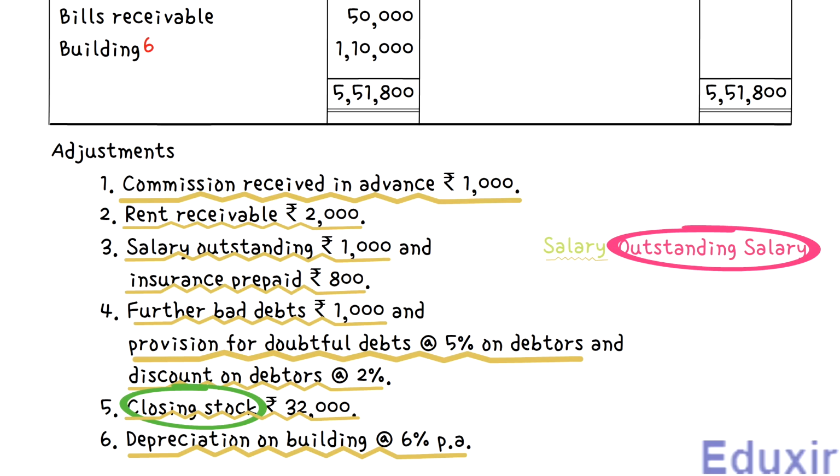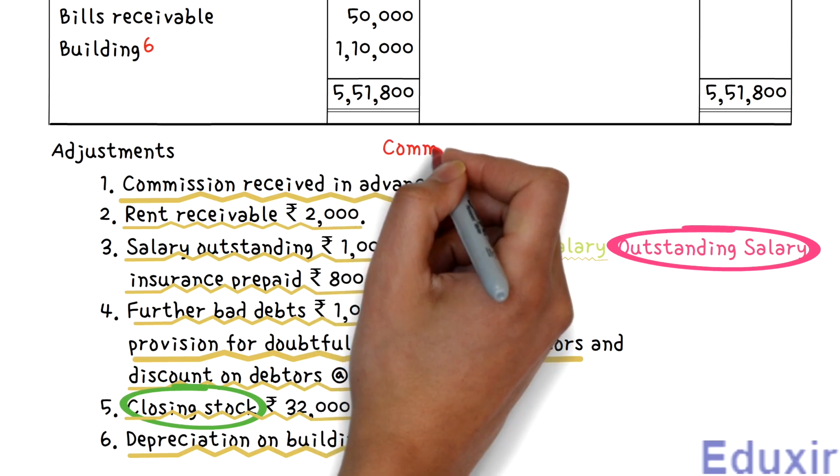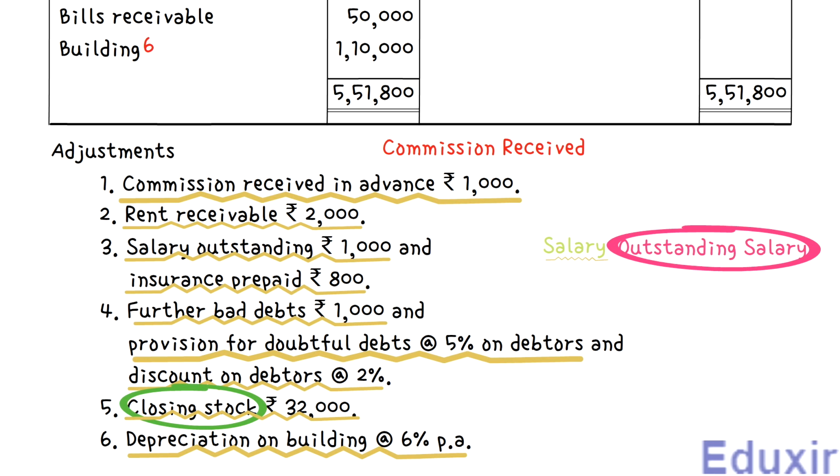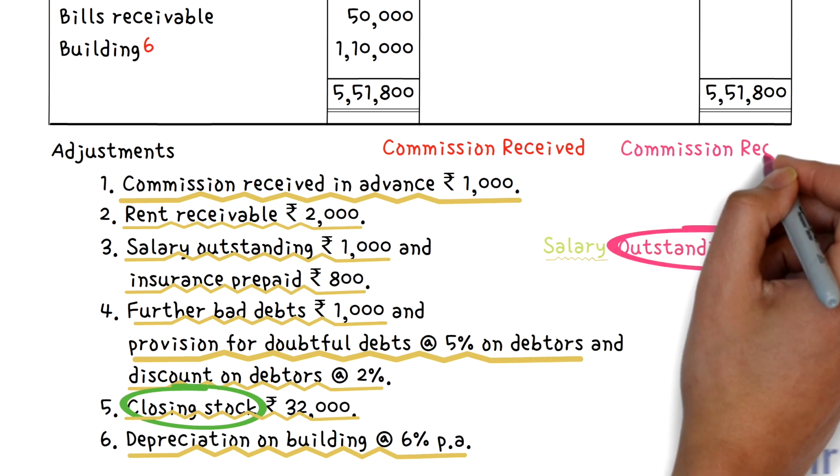As you know, commission received is an income. The rule to record any decrease in the revenue is to debit the corresponding revenues account. So we should debit the commission received account. At the same time, as this commission is received in advance, it should become a liability and should go into a new account called commission received in advance account.